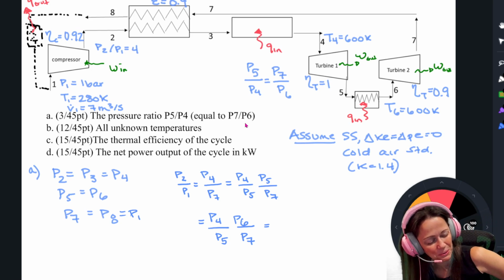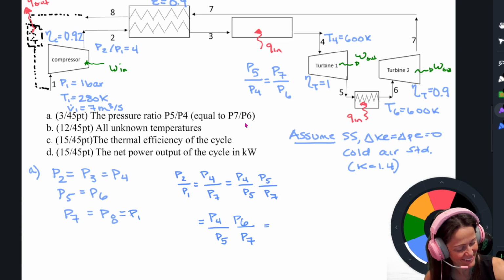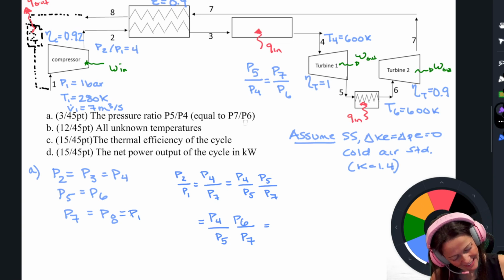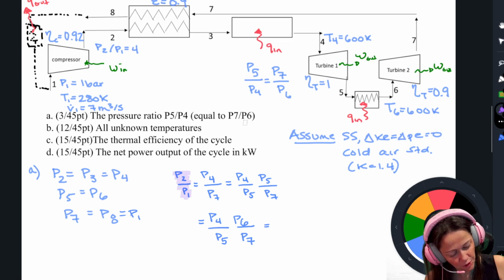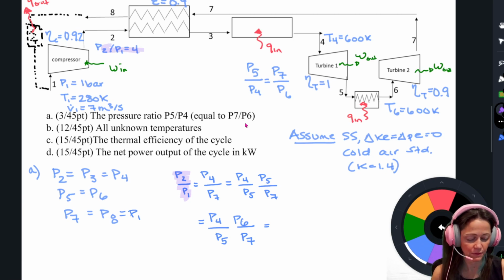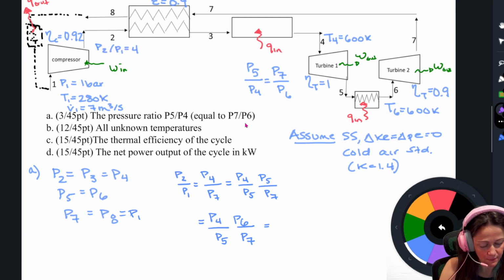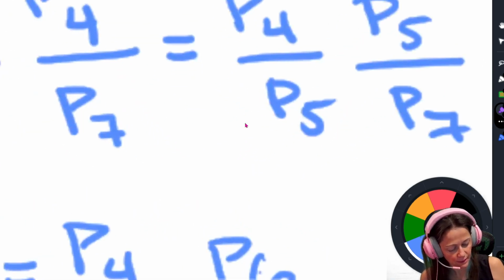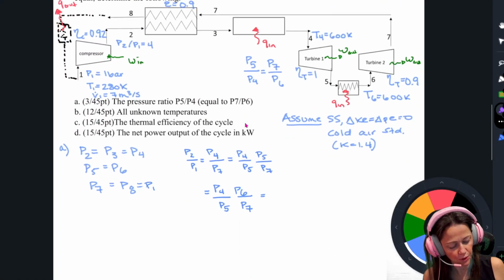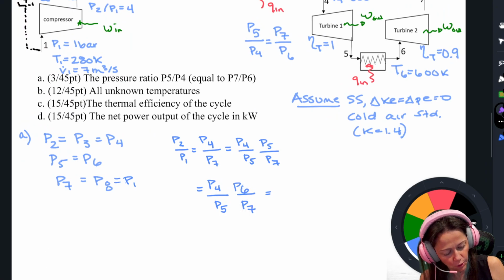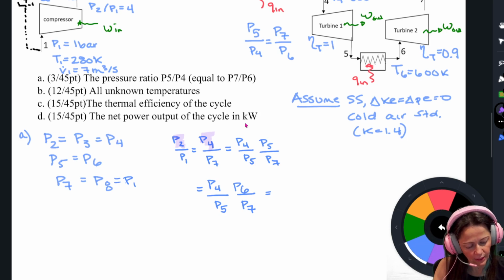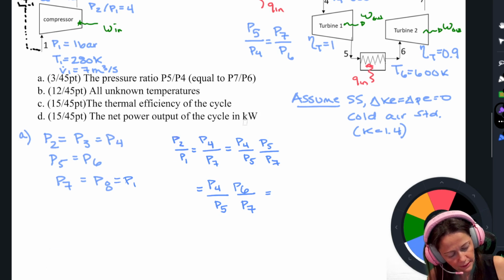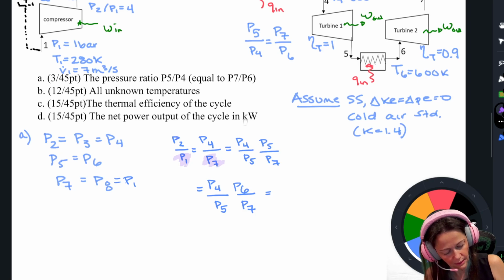All right, so let's walk through it one more time because I was going a little too fast. So I got P2 over P1. I'm defining that because I know what that is. And I know because where the pressures are equal to, I know P2 and P4 are the same. And then I know that P1 and P7 are the same.